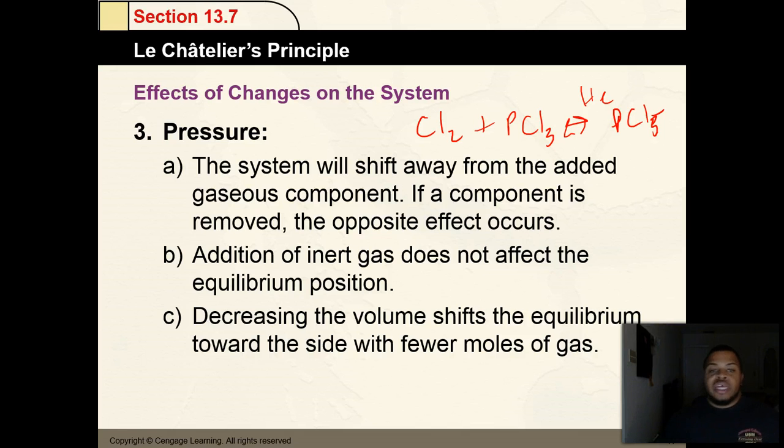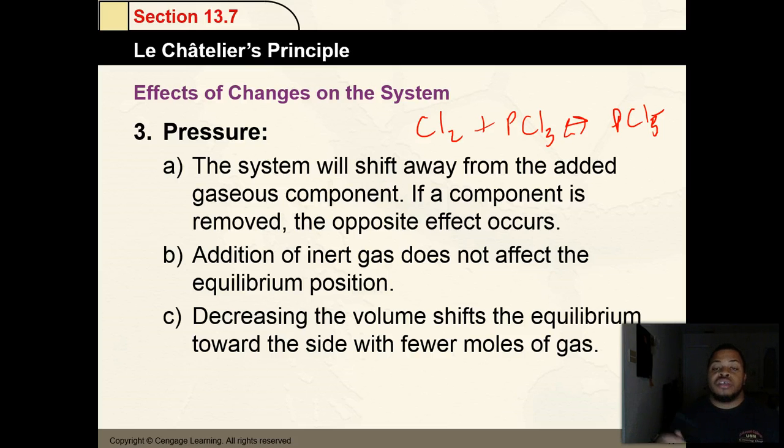Now, last but not least, if I decrease the volume, it's going to shift towards the side that has fewer moles of gas. Let me go ahead and erase my helium because that's not necessary. When I look at this overall reaction, on my left side I have 2 moles of gas, where on my right side I only have 1 mole. So if I decrease the volume of the vessel where the reaction is taking place, the reaction is going to shift to make more of our product.